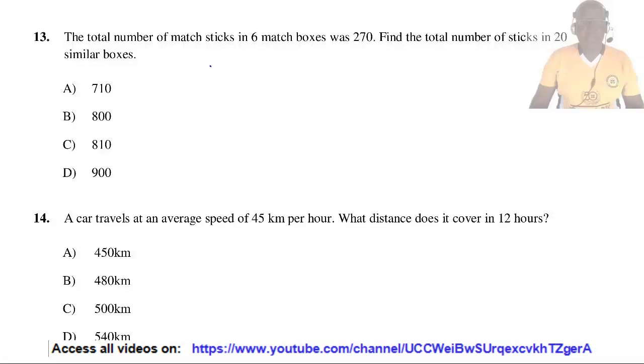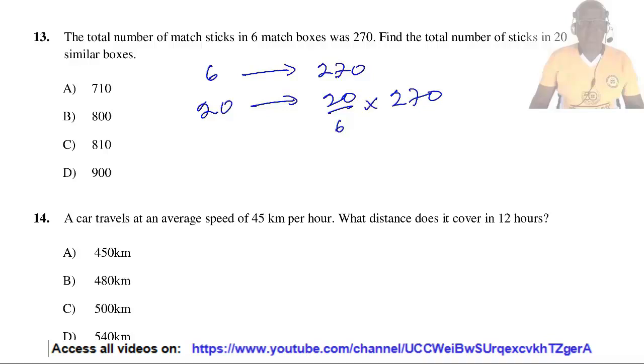Question 13. The total number of states in 6 matchboxes was 270. Find the total number of states in 20 similar boxes. For 6 matchboxes, the total was 270. Therefore, for 20, it will give you more. If more, less, divide. So 20 divided by 6 times 270. 2 goes here 10, and 2 goes here 3. 3 goes here 1, 3 goes here 90. So 10 times 90 is 900. So the answer is D.